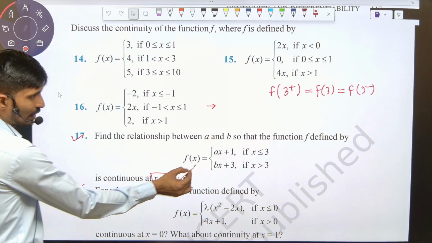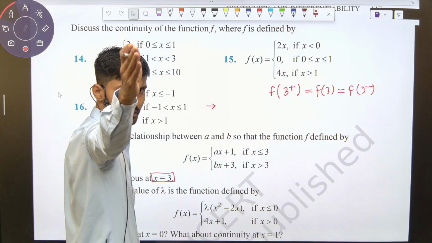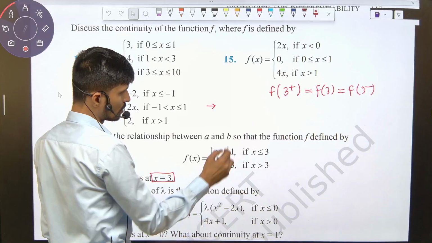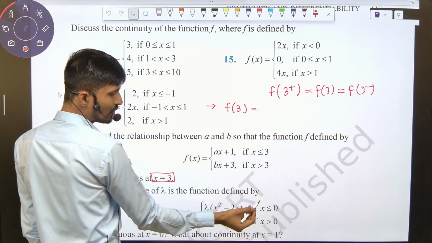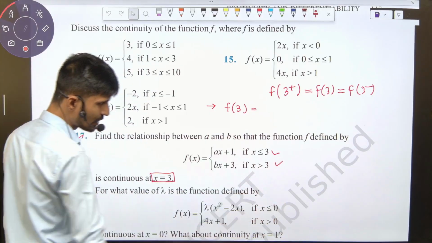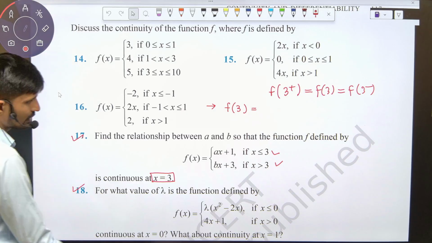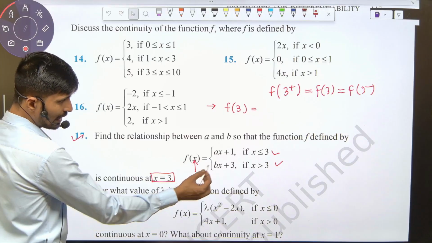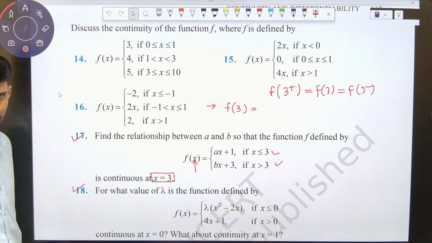Now here we have to find f of 3. First of all we'll find f of 3. Now f of 3 value I want to find. So tell me, f of 3 I will find from the first function or second function? F of 3 I want to find. X is equals to 3 I want to put. Then only I will get f of 3. So will I find that from the first function or second function? Second. Why second?